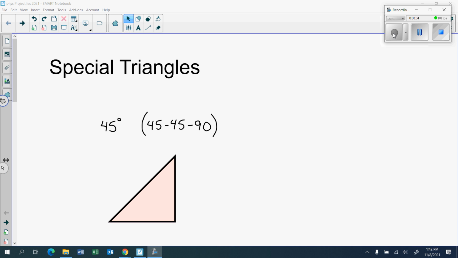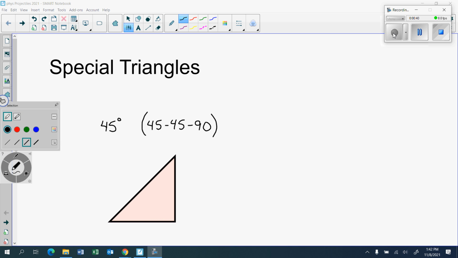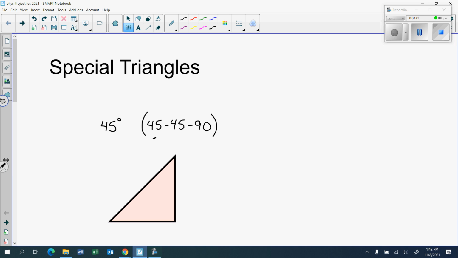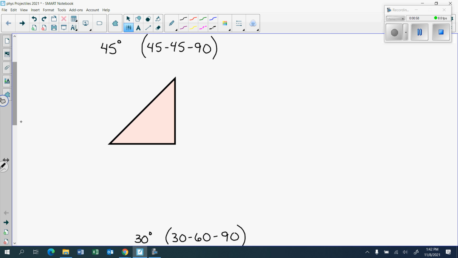First one's going to be a 45-degree triangle. Some people will call this a 45, 45, 90 triangle. I really don't think that's necessary because I know that if one angle is 45 degrees, then the two angles have to add up to 90, which means the other angle has to be 45 degrees. So personally, I think calling it a 45, 45, 90 triangle is too much of a mouthful. I just call it a 45-degree triangle.